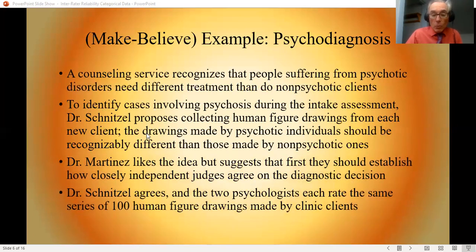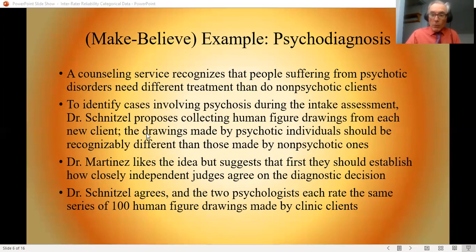So Dr. Schnitzel, of course, agrees, and the two psychologists collect 100 of these drawings by clinic clients and independently rate each of the drawings. By the way, the independent piece here is important. If they talk about it with one another, it's pretty easy to arrive at an agreement that way. It doesn't mean that you're being objective, it just means you're being persuasive.